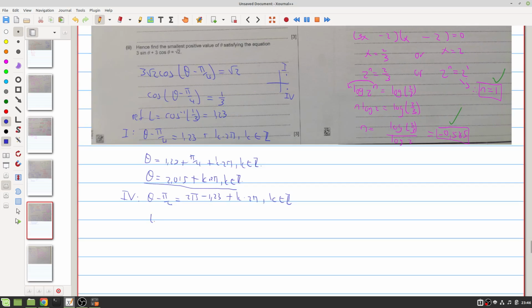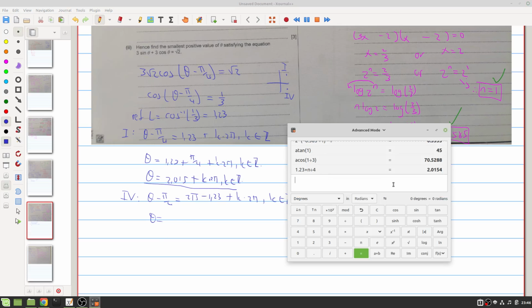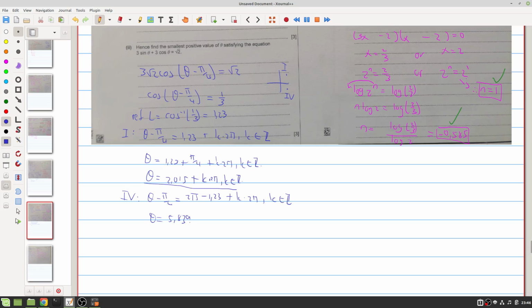Okay, so let's get theta by itself. So theta equals, so I'm just going to say 2 pi minus 1.23 plus pi over 4. I'm just going to do that whole thing in one. So we're going to have 2 pi, oops, that's not 2 pi, minus 1.23 plus pi over 4. So that's 5.839, plus k times 2 pi, where k is an integer. Okay, so that's the fourth quadrant solution.